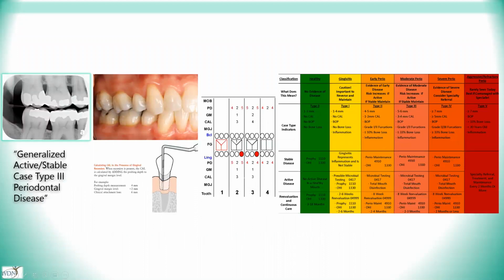So in case typing, what we did is we basically collected clinical data. We looked at probing depth, and we looked at the gingival margin, which describes recession, and we got clinical attachment loss. We took that clinical attachment loss number, we went over to the chart, we found the appropriate column, and we created a case type. We always use the word generalized or localized. We're still going to do that with staging and grading. Disease activity or stability was determined by bleeding on probing. And again, we would have a case type.